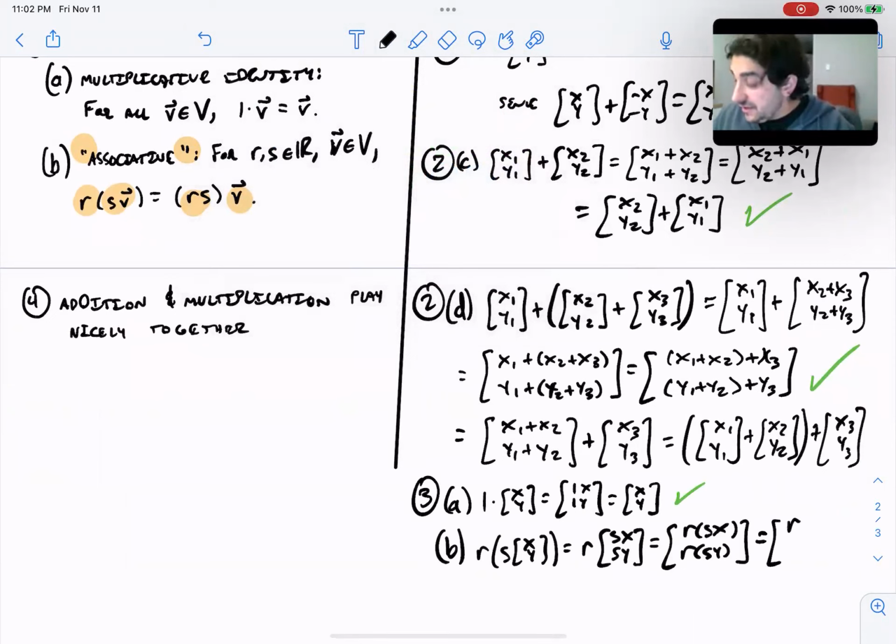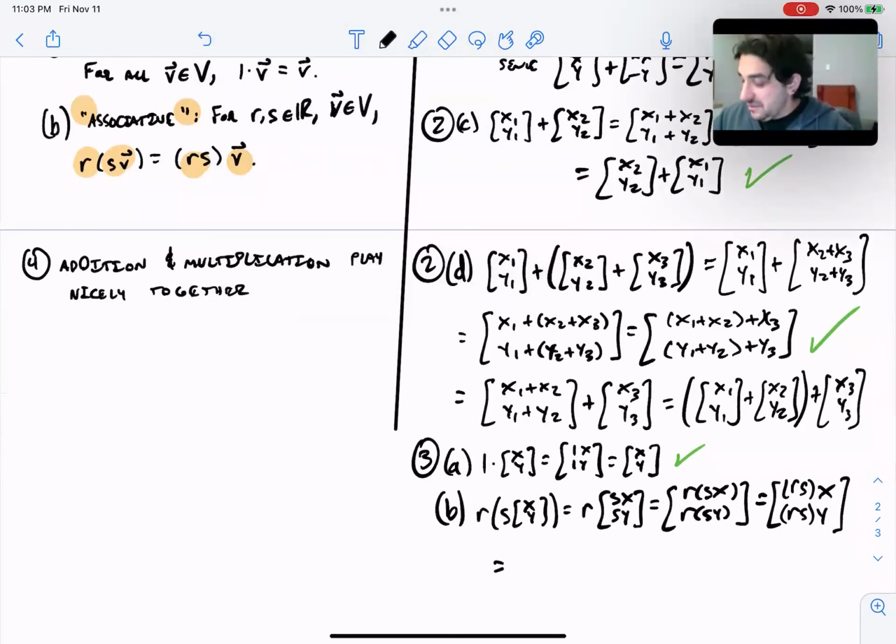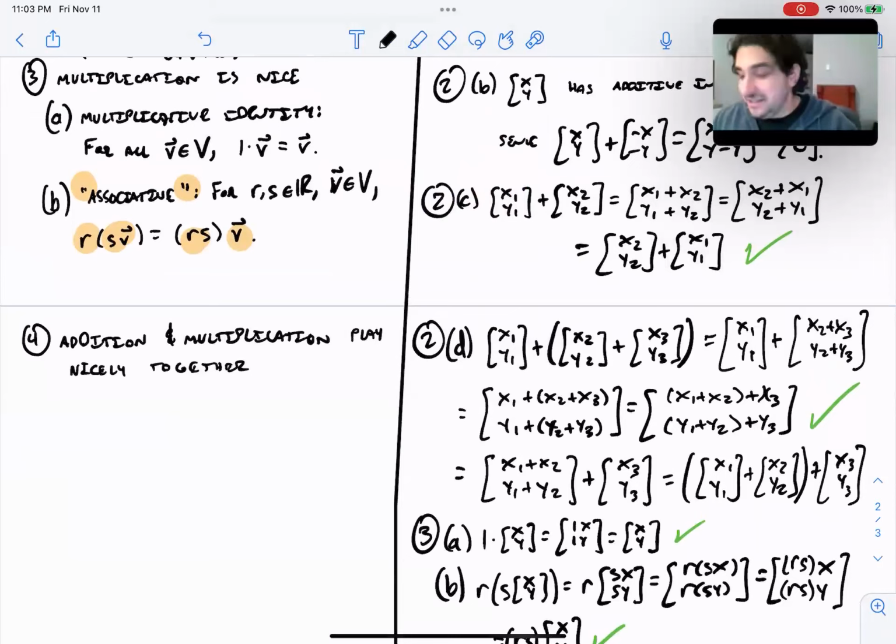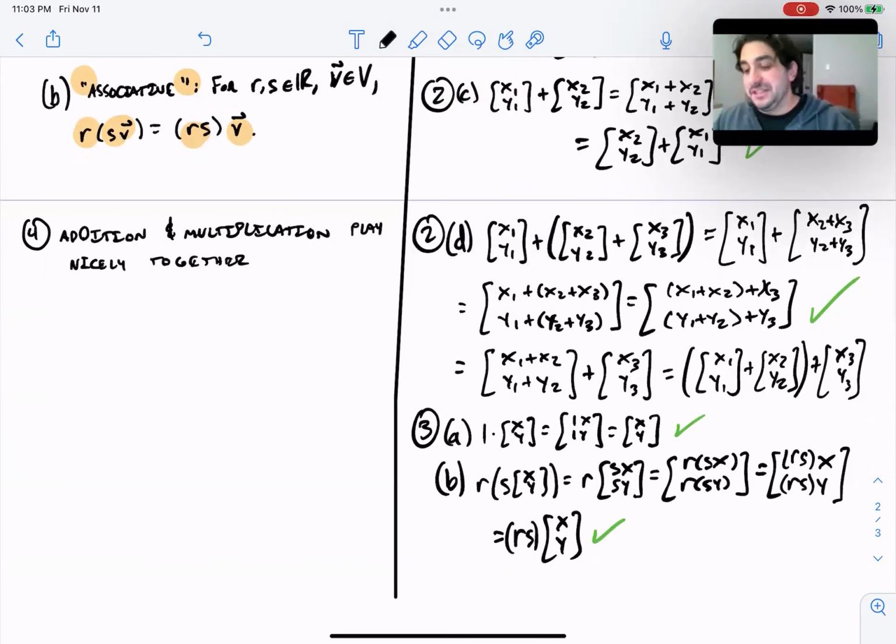And then in here, this now is an ordinary associative law because this is just three real numbers multiplied together. So I apply just an ordinary associative property, but I do it twice. And what does that become? That becomes RS X, Y. So that is this pseudo-associativity of scalar multiplication. Okay, great. So there's 3A, 3B. Now, that was what it meant for multiplication to be nice: the identity and the pseudo-associativity law.